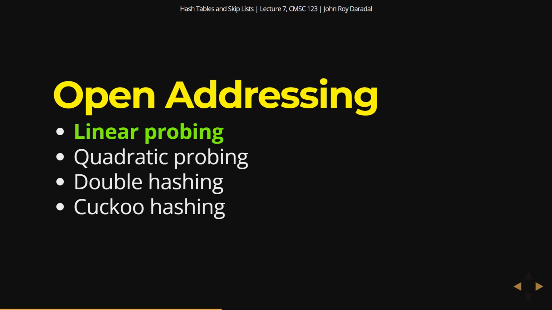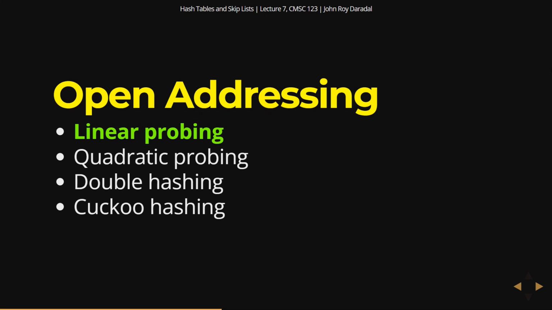Okay, so there are multiple types of open addressing techniques, like linear probing, quadratic probing, double hashing, cuckoo hashing, but we'll focus on linear probing in this video. We'll also mention the other three later, but our main focus is on linear probing because it's the simplest one out of the four so far.